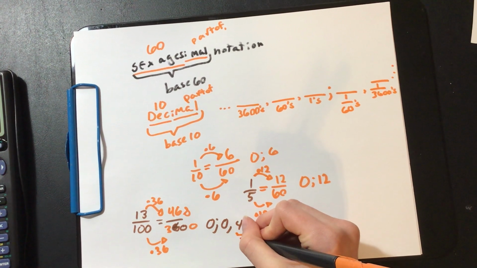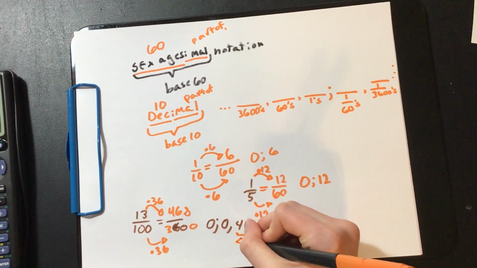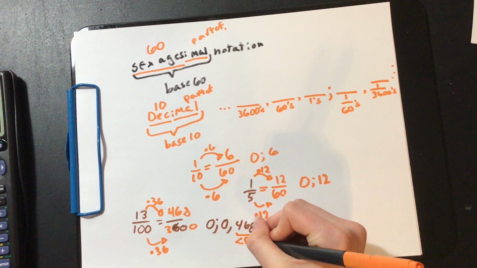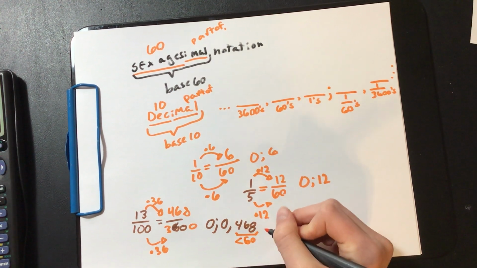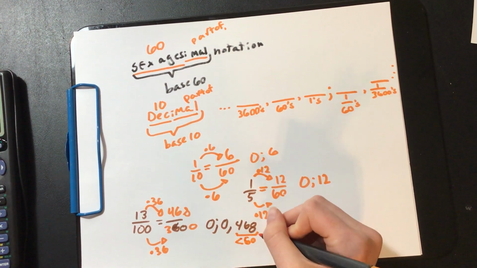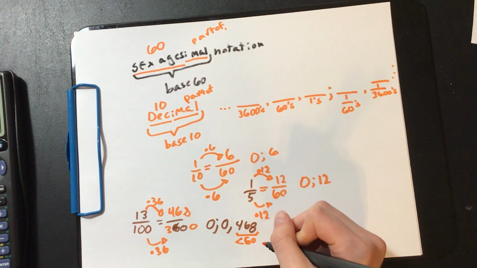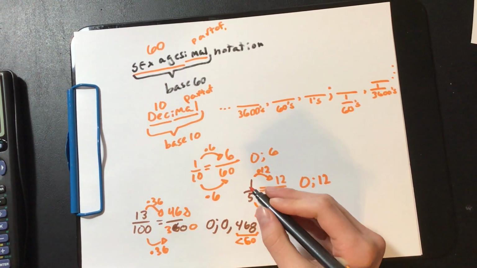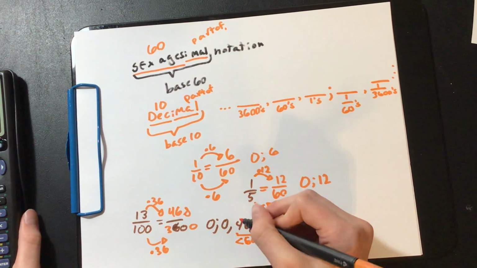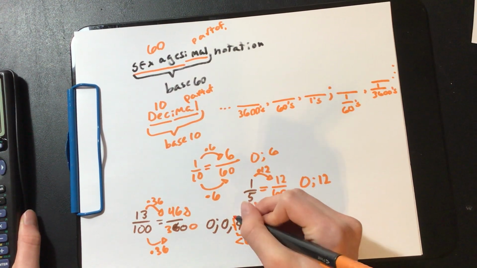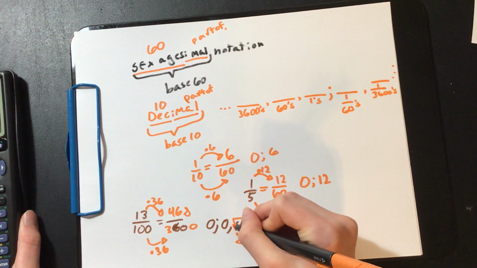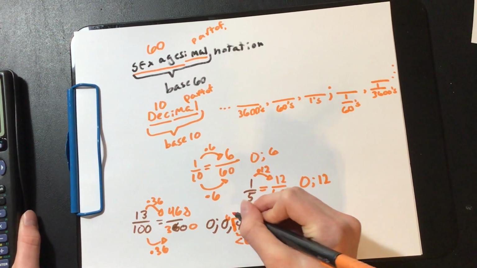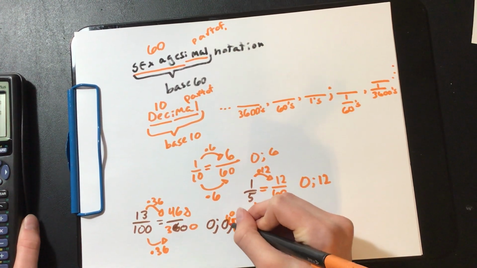Because it's base 60, right? We have to have less than 60 in this place. So we could have 0 to 59, and that's it we could have in this place. So we need to divide this by 60.